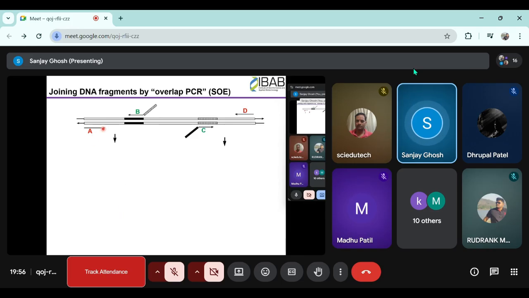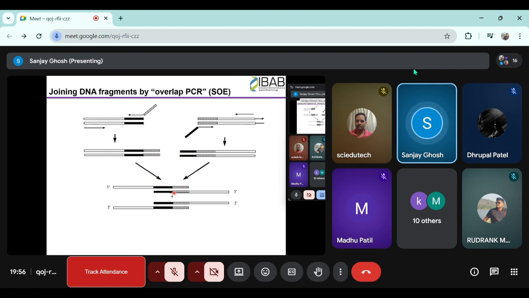I'll just give you the overview. So this is what we saw earlier, right? And now you have made two different PCR fragments. You join them together in one tube. And now what will happen?